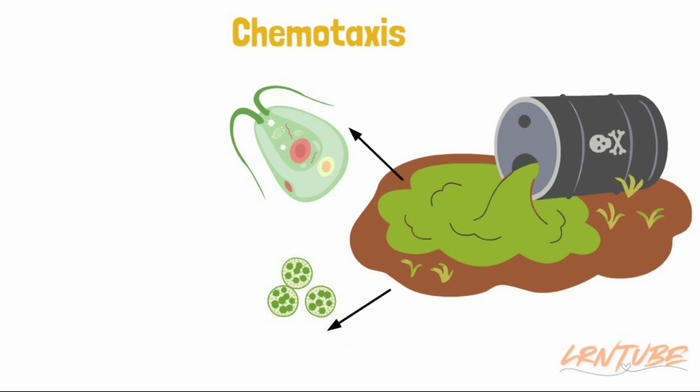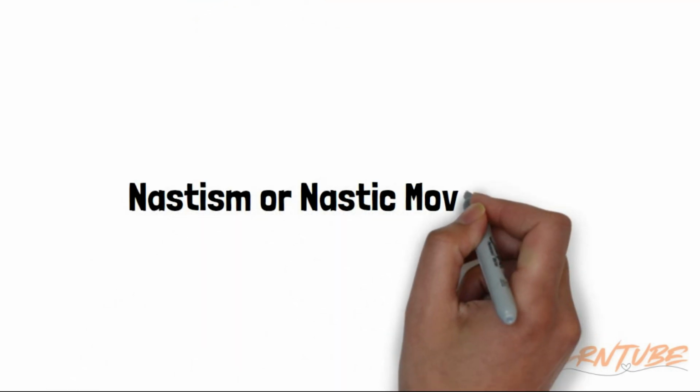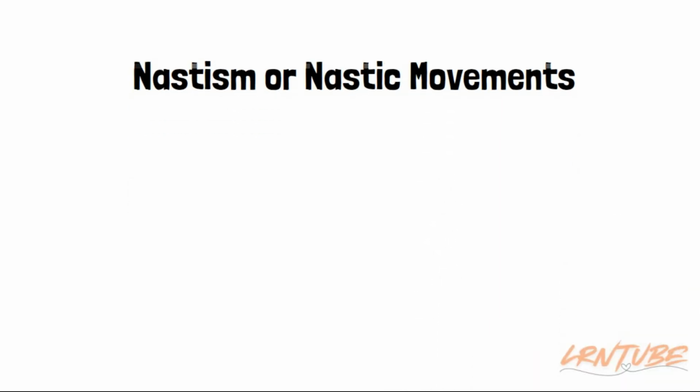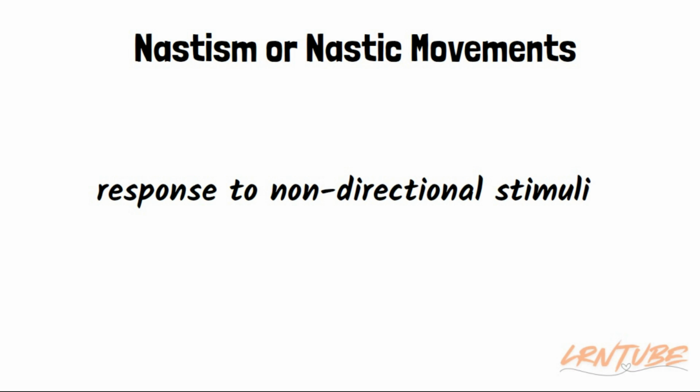Next, we're going to talk about nastism or nastic movements. Nastism is a type of response in which a part of a plant moves in response to a non-directional stimulus, such as changes in light intensity, temperature, or humidity.